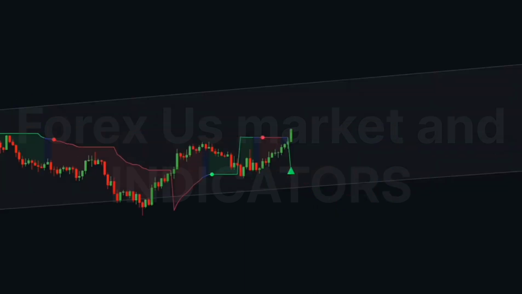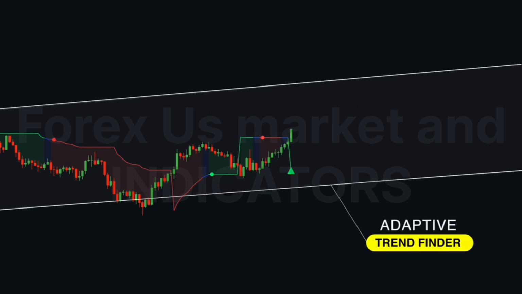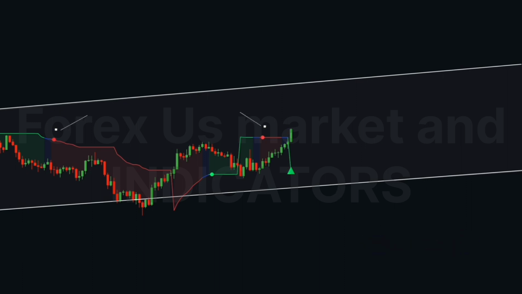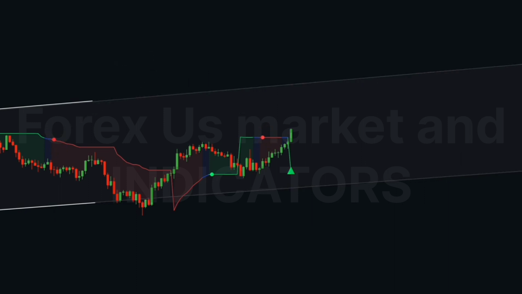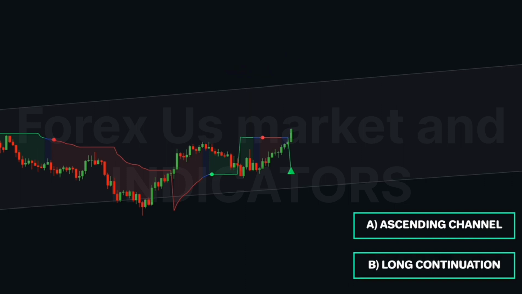Here's an example of how you can use the Supertrend AI indicator in your trading. For this strategy, I installed the Adaptive Trend Finder as a secondary confirmation tool and set the channel to long-term. This indicator will cancel all Supertrend AI signals that go against the prevailing trend. Here's how it works. You buy if A, the channel is ascending. B, the Supertrend AI produces a trend continuation buy signal.